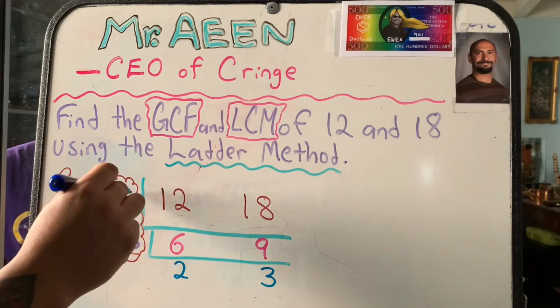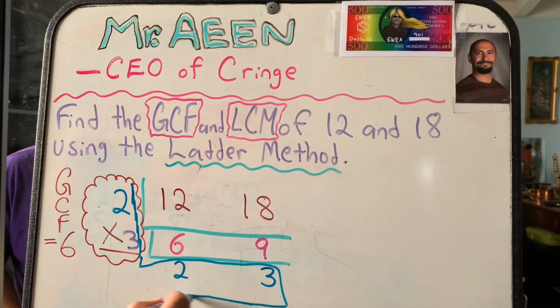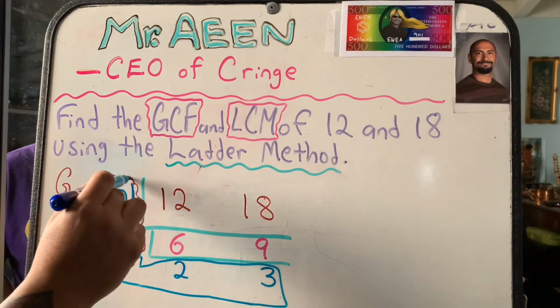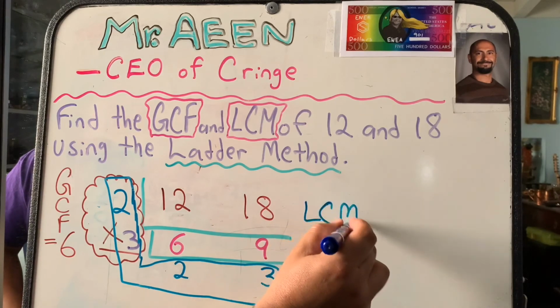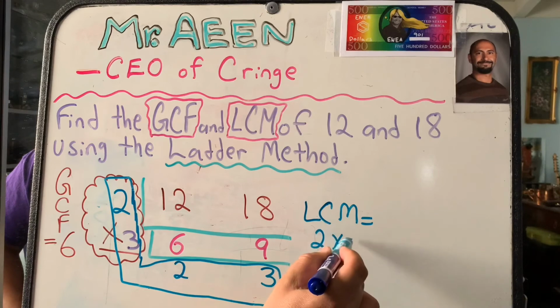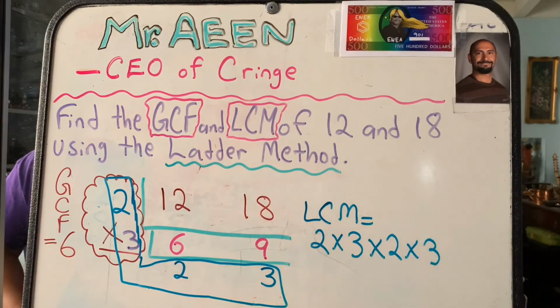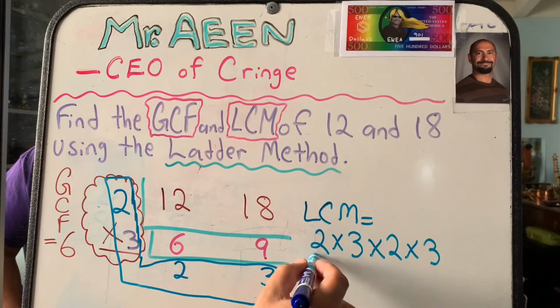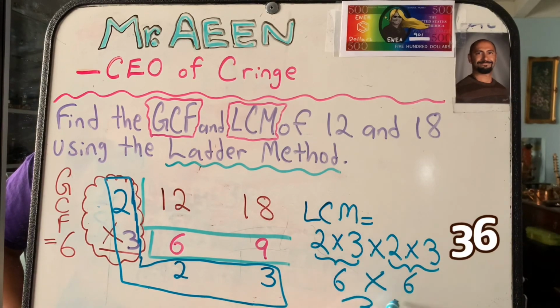Now for the LCM, you're going to look for all the outside numbers. So check it out. All the outside numbers, it's going to form the letter L, right? The outline of the letter L. L for LCM. So you take those numbers and you multiply them together. So you have 2 times 3 times 2 times 3. So all the outside numbers. So 2 times 3 is 6, 2 times 3 is 6, and 6 times 6, that's going to be 36.